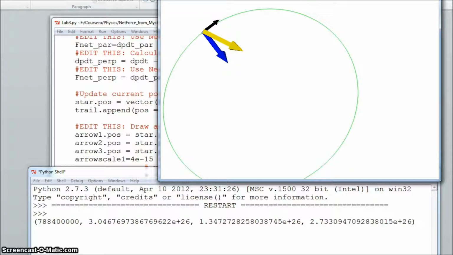Looking at the model, the blue arrow represents the perpendicular component of the net force, the yellow arrow represents the net force, and the black arrow represents the parallel component of the net force. Our output also gives us our net force that we need to calculate the mass of the black hole. The magnitude of the net force, according to our output, is 3.04 times 10 to the 26 newtons.